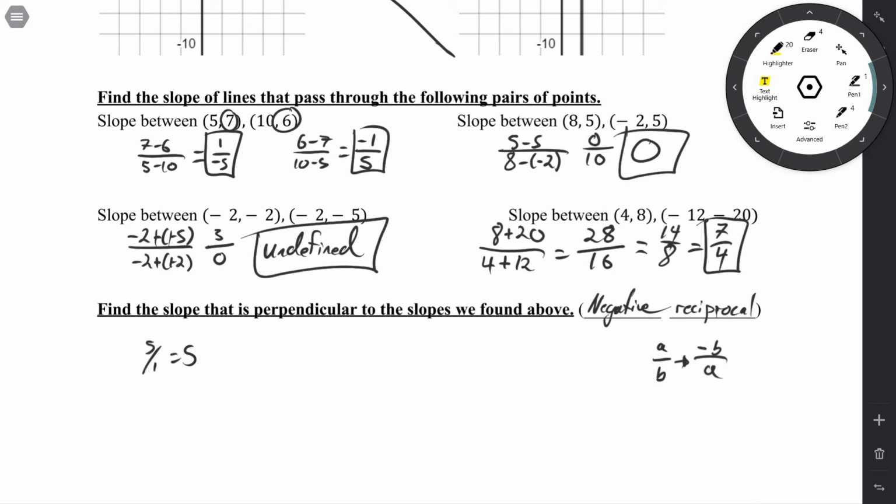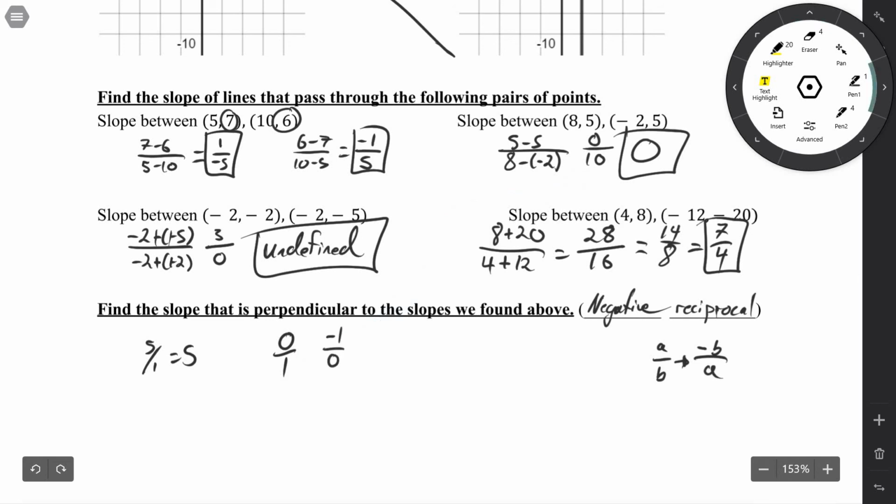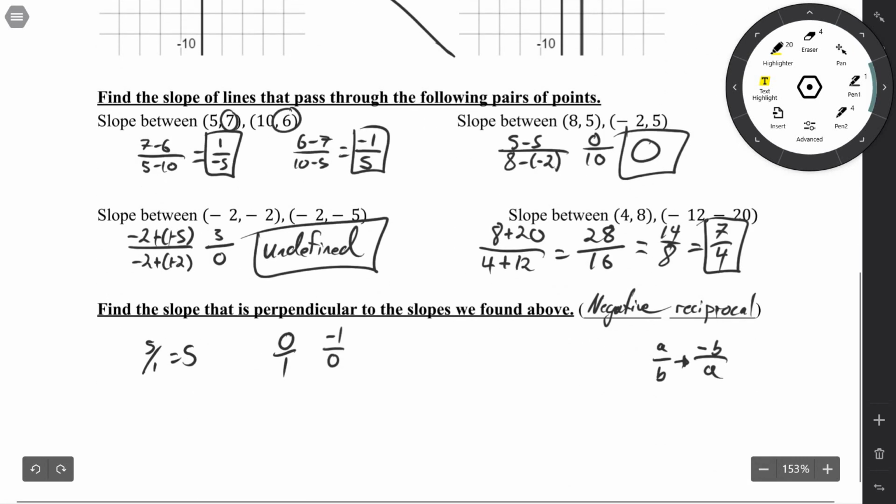Let's see. The negative reciprocal of 0. Well, 0 over 1 is really as simplified as it can get. You can use this number here, that 0 over 10, but 0 over 1 equals the same exact thing. I'm just going to use 0 over 1. When we flip that, we'll get negative 1 over 0. Really, that's undefined. And we'll find that a horizontal and a vertical line are perpendicular to each other. They definitely form right angles, so that would be correct. We would get an undefined for this one here.